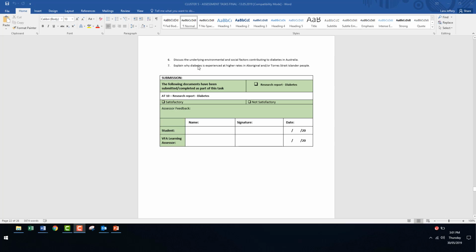Number 7, explain why diabetes is experienced at higher rates in Aboriginal and Torres Strait Islander people. Now this is probably a little bit of an overhang from cluster 4. So this question should come easy from some of the research and information you've done with some assessment tasks in cluster 4. And that's the finish.